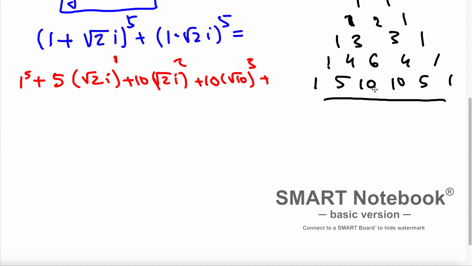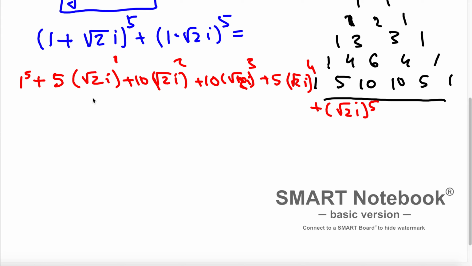Plus I'm taking here 5, and i is here. Here is a 2, right? So here is a 2, and I'm taking 2i in exponent 4. And the last one is a plus. I'm taking just 1 as coefficient, square root of 2i in exponent 5. But now if I'm taking with the minus sign, everything is the same.